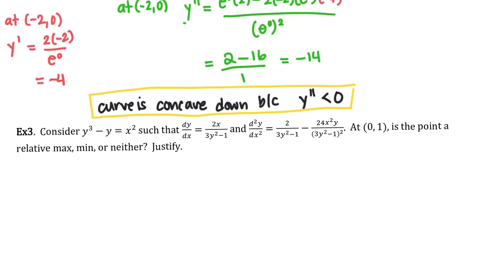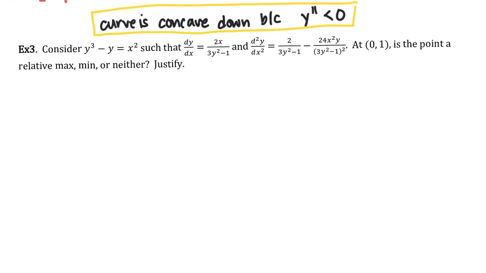Okay, let's consider one more example. Consider y cubed minus y equals x squared, such that dy dx equals 2x over 3y squared minus 1. So they gave me the derivative. D squared y over dx squared equals 2 over 3y squared minus 1 minus 24x squared y over that thing. So they gave me the second derivative as well. So at 0, 1, is the point a relative max, a relative min, or neither?